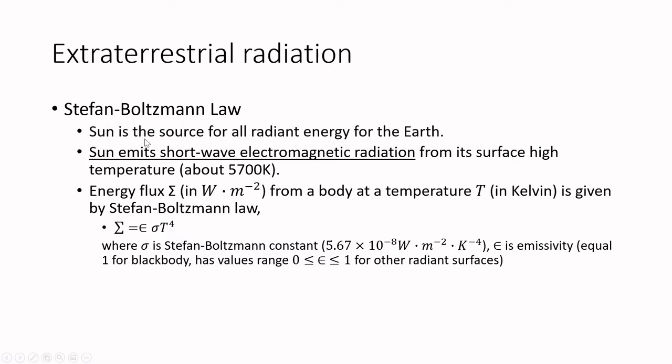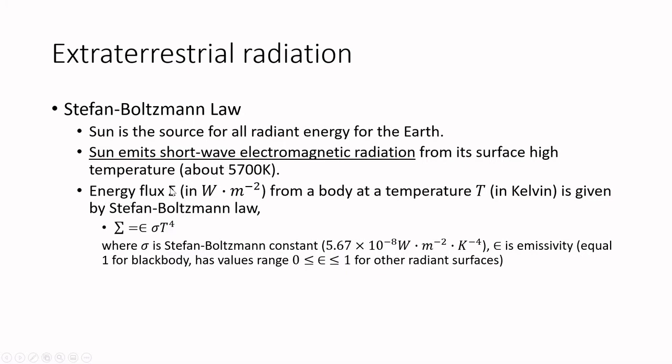So the sun is the source of all radiant energy for the Earth. The sun emits shortwave electromagnetic radiation from its surface, which is at a high temperature. The surface has a temperature of about 5,700 Kelvin.